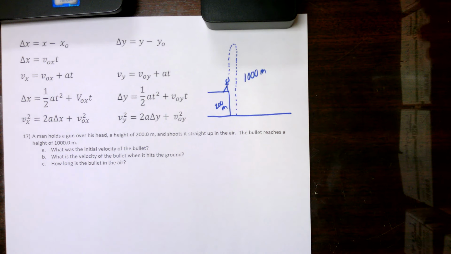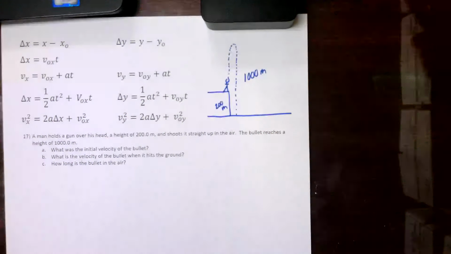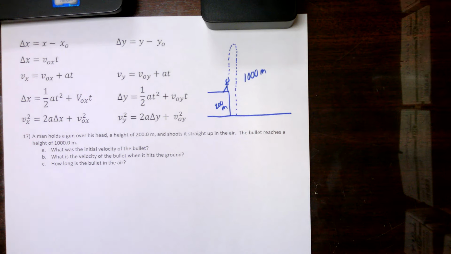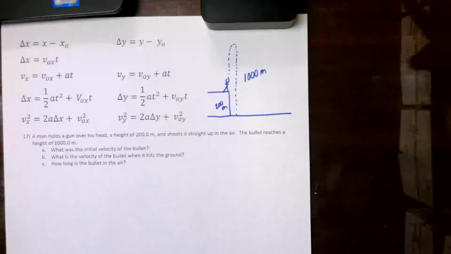So basically, the gun is already at a height of 200 meters. So we already have a y displacement. Whether the guy's floating in the air, or I like to think about it as the guy's on top of a 200-meter high cliff. So the gun is already 200 meters above the ground, whether he's on top of a building or he's just got really obscenely long arms. The gun is at a height of 200 meters when it is fired.